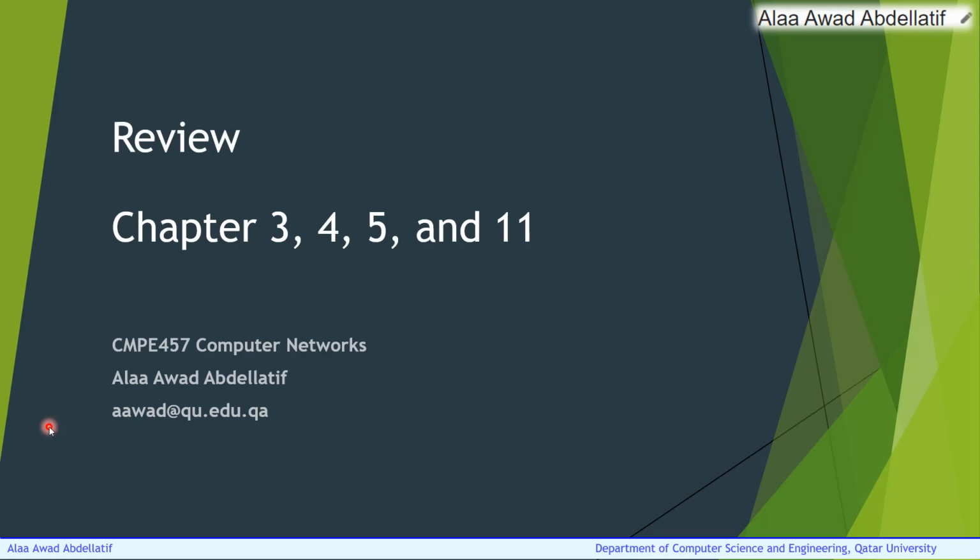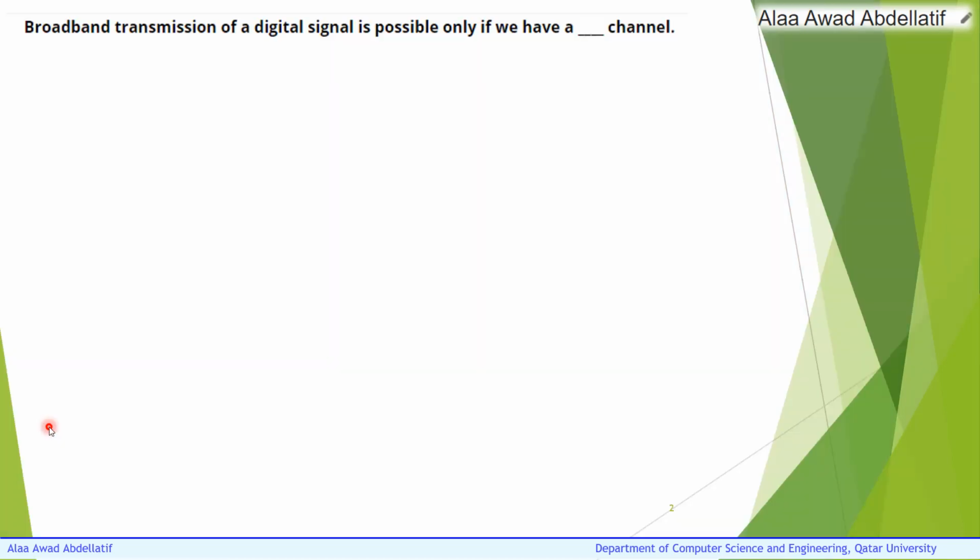So if you have any part unclear in all what we studied, please let me know. We can revise it. Anything unclear in what we studied? Okay. So let's take some exercises to see the type of questions that can be asked in the midterm. Also refresh your mind about all previous chapters 3, 4, 5, and 11.